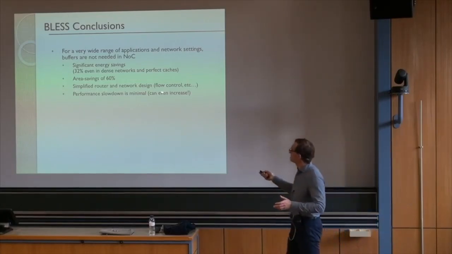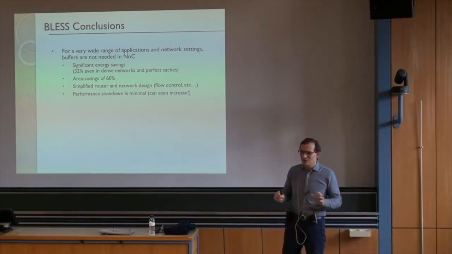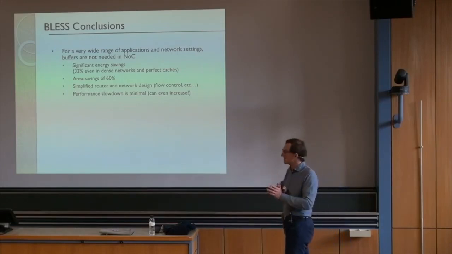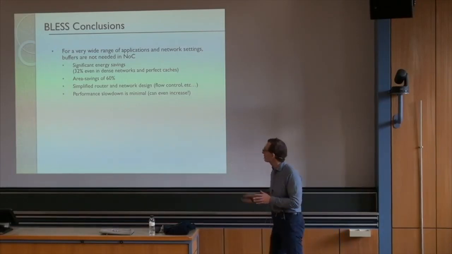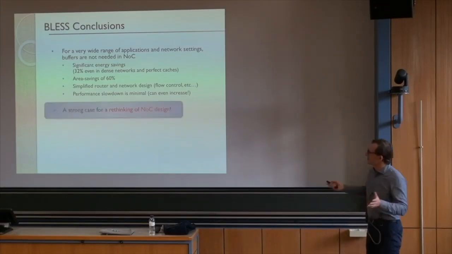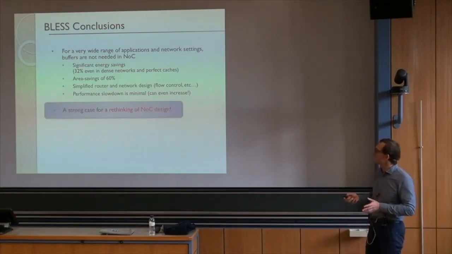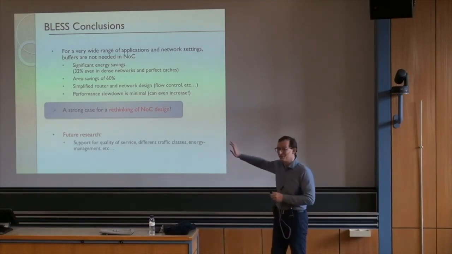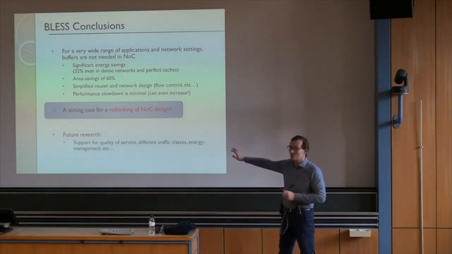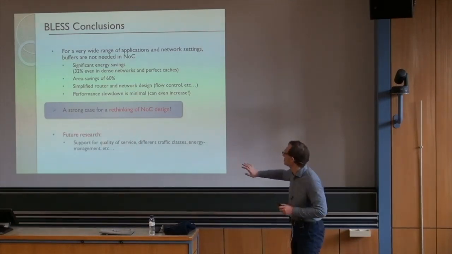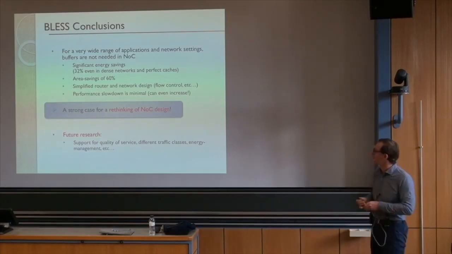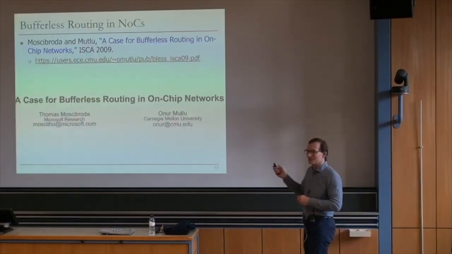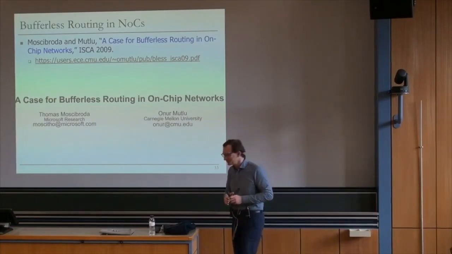If you're optimistic, performance can even increase because the optimism is that if you don't have buffers, you can actually make your router even faster. But we're going to see that that's not actually correct. So essentially, there's a strong case for rethinking network on chip design. And at the time we wrote the paper, we suggested that future research should focus on bufferless networks and figuring out how to make them work for different things. Okay, and that's the paper. Any questions so far?